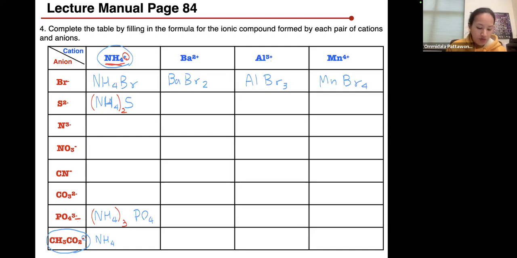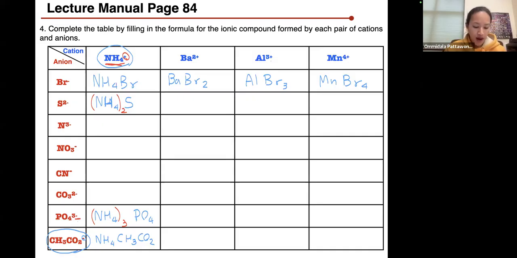So all you have to do is write CH3CO2. You just write the whole group without any parentheses. If you need more than one of the polyatomic ion, you use parentheses. If you just need one of the polyatomic ion, you don't need parentheses. So that's the key point of this. I'm going to show you a couple more before I let you do it yourself.